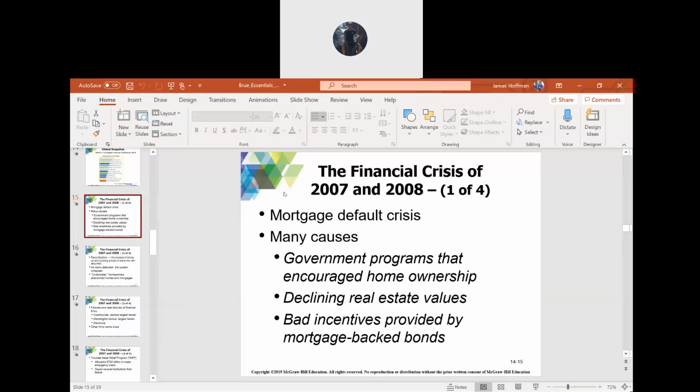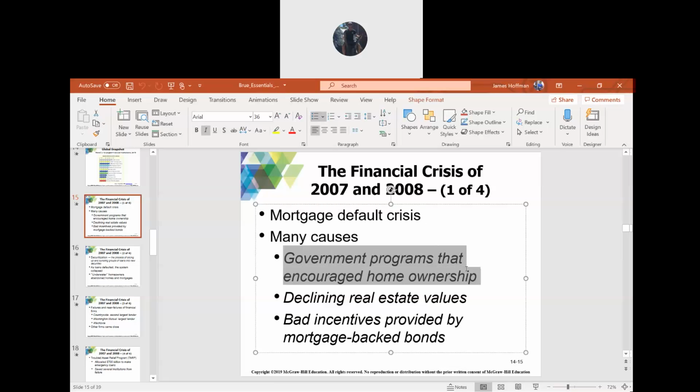All right, so the financial crisis of 2007 and 2008 also led to the Great Recession, or the big recession we learned about from 2007 to 2009. This was caused by a mortgage default crisis. There were many causes, which we'll just highlight briefly, but there were government programs that encouraged home ownership. Before the crisis, the government had programs intended to encourage more people to buy homes, and that was a successful program. The problem was people bought too many homes and homes they couldn't afford, and basically the program worked too well.